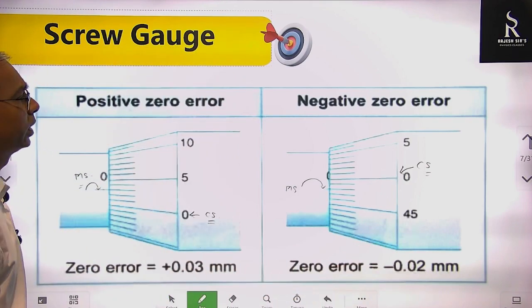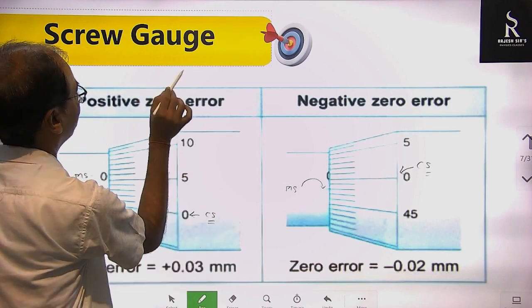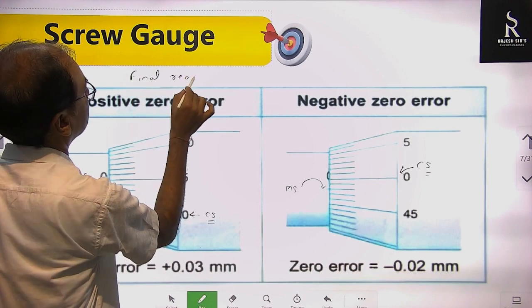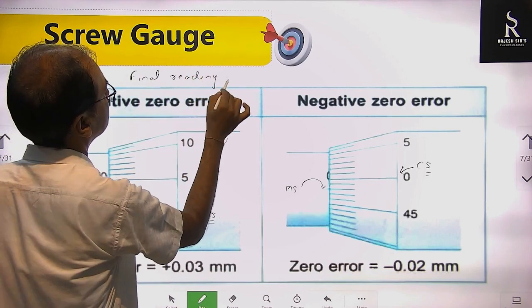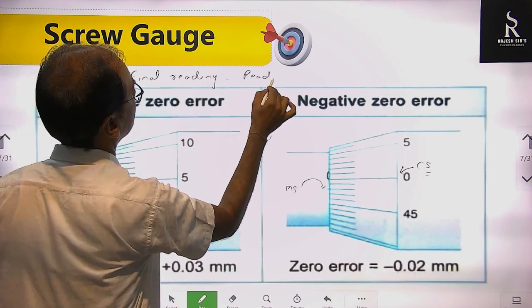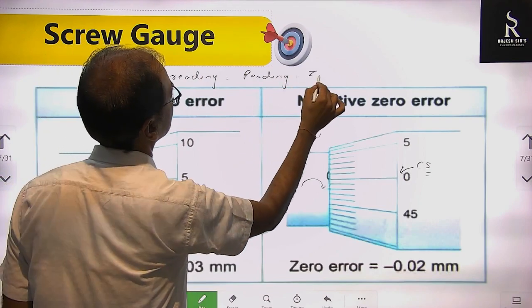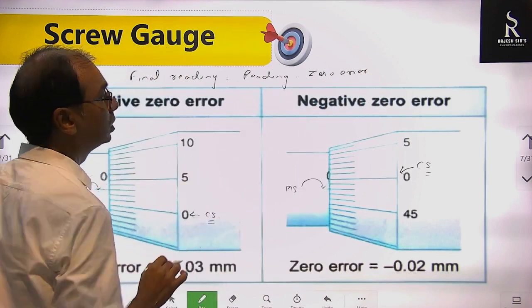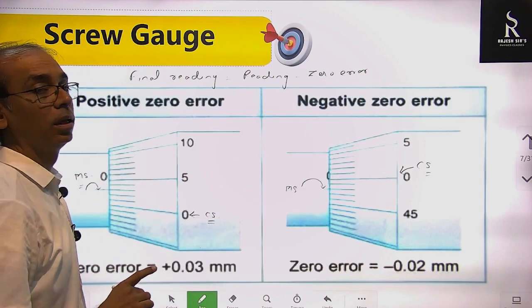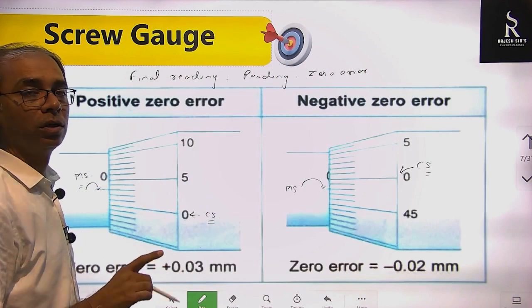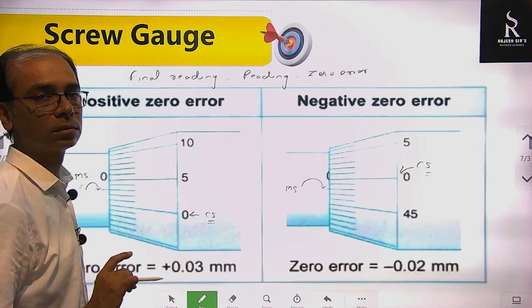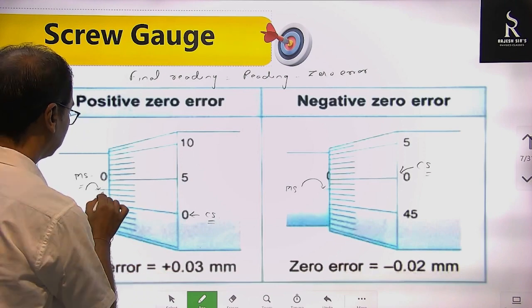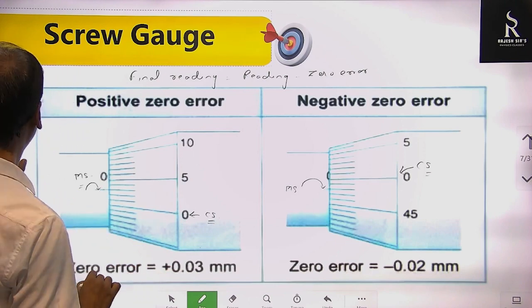Final answer, if we have to adjust for zero error, same way, no change. So the final reading is the normal reading you have taken, then minus zero error. And this reading is what? Main scale reading plus least count into circular scale reading. Main scale reading, notations are there. We'll go back and check.